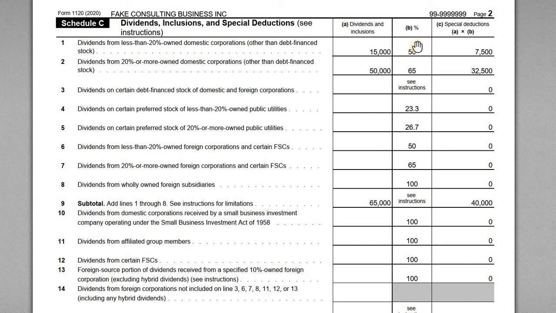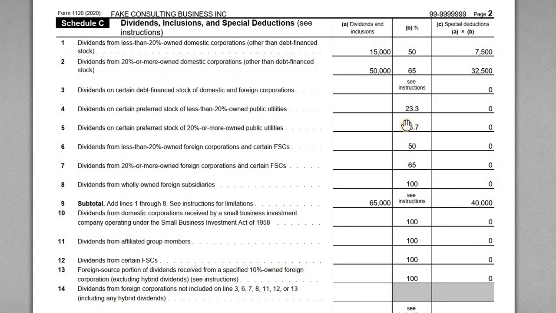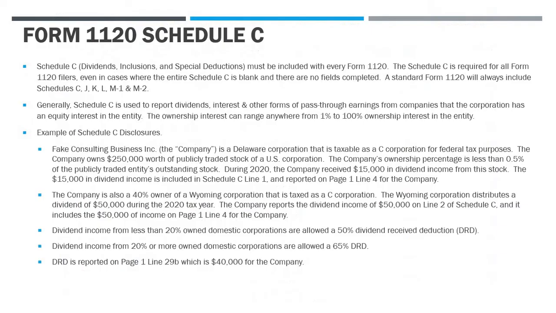And you'll notice if we scroll down column B, there's a variety of DRD amounts depending on what type you have. We'll talk about these other ones briefly later, but right now we're focusing on the top 2 because these are the most common. Okay. Let's go back to the slide.